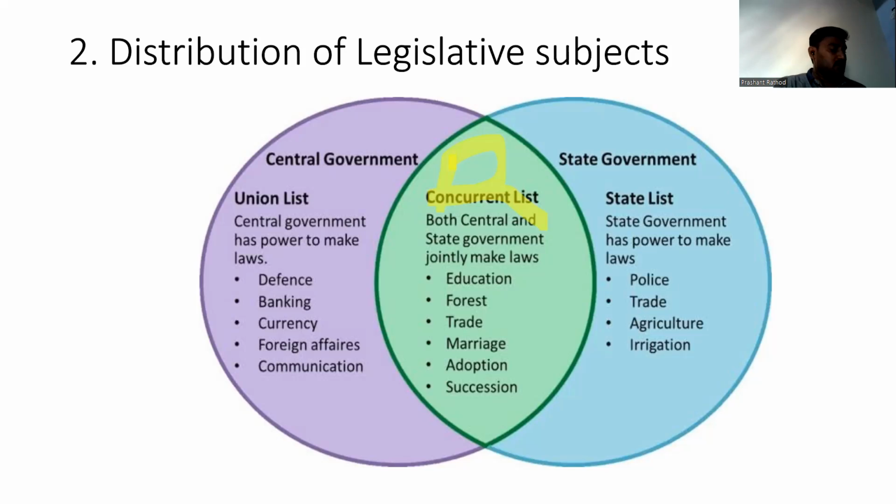Okay. Parliament has exclusive power to make laws with respect to any matter enumerated in the Union list. The Union can make laws on subjects like defense, banking, currency, foreign affairs and communication. In the State list, the states have their own exclusive power: police, land, order, law, agriculture and irrigation. In the Concurrent list, both state and central government jointly make laws, but the central law will prevail, meaning the Union law prevails. Education, forest, trade, marriage, adoption and succession.